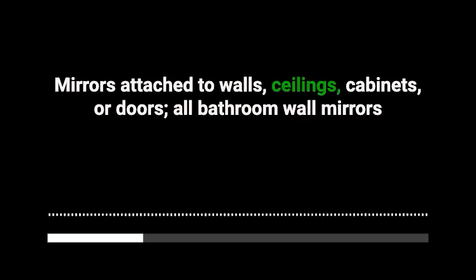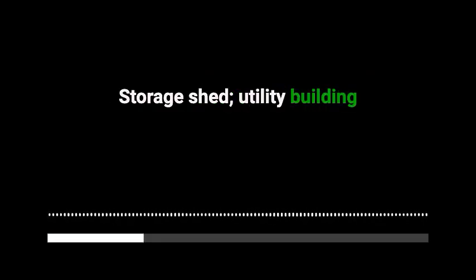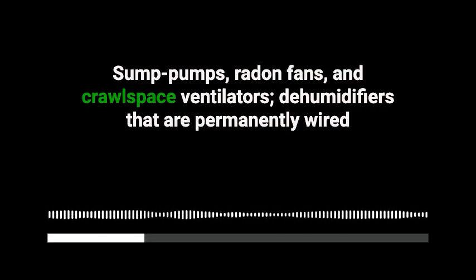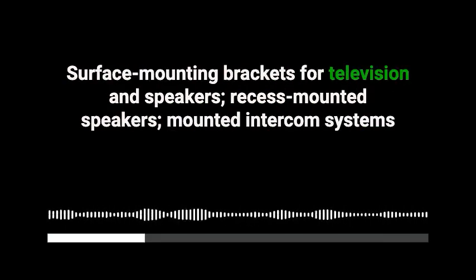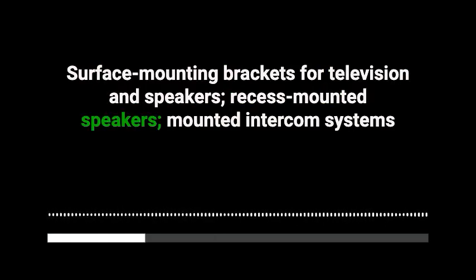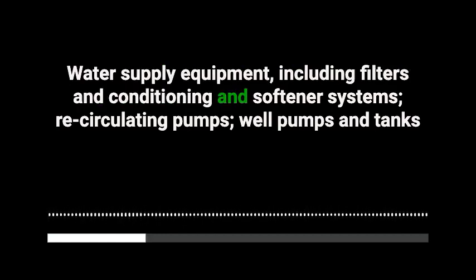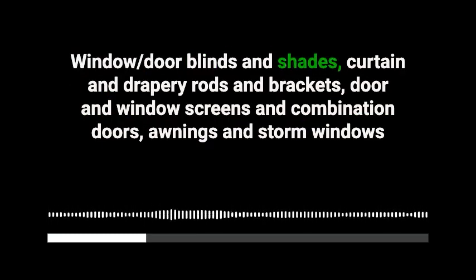Mirrors attached to walls, ceilings, cabinets, or doors, all bathroom wall mirrors. Storage shed, utility building. Swimming pool, spa, hot tub. Solar electric and solar water heating systems. Sump pumps, radon fans, and crawlspace ventilators, dehumidifiers that are permanently wired. Surface mounting brackets for television and speakers, recess-mounted speakers, mounted intercom systems. Water supply equipment, including filters and conditioning and softener systems. Recirculating pumps, well pumps and tanks. Window, door blinds and shades, curtain and drapery rods and brackets. Door and window screens and combination doors, awnings and storm windows.